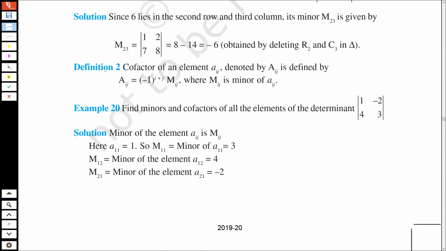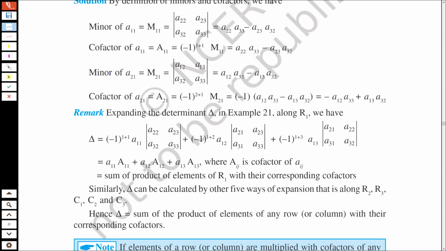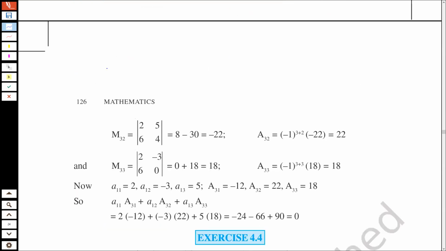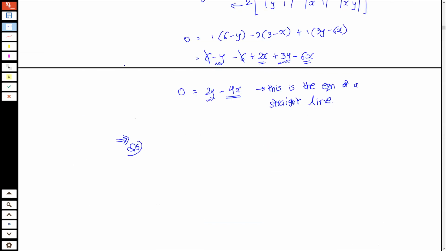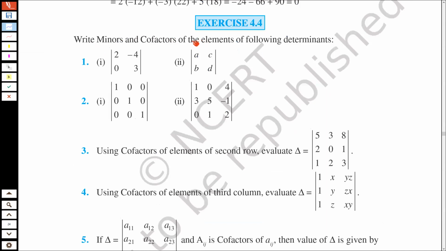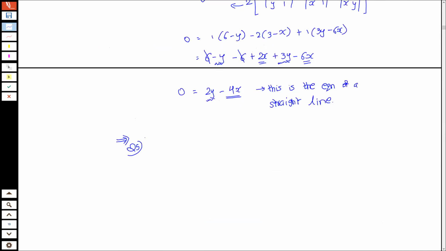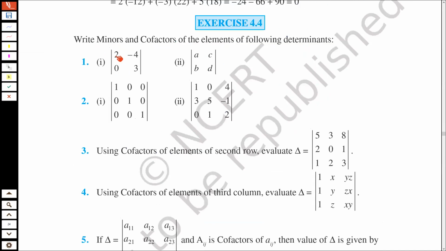Now we have minor and cofactor. Already we have learned, but for us, I will again repeat. So look here. Exercise 4.4, write the minors and cofactors of the elements of the following determinants. So question number 1, sub question number 1. Question 1, sub question 1, 2 minus 4, 0, 3.